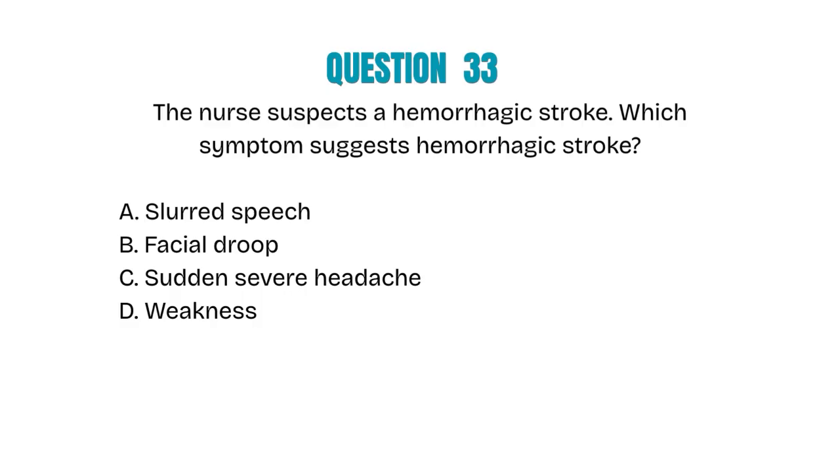Question 33. The nurse suspects a hemorrhagic stroke. Which symptom suggests hemorrhagic stroke? A. Slurred speech. B. Facial droop. C. Sudden severe headache. D. Weakness.